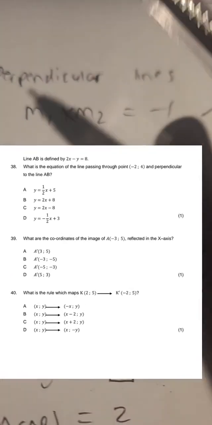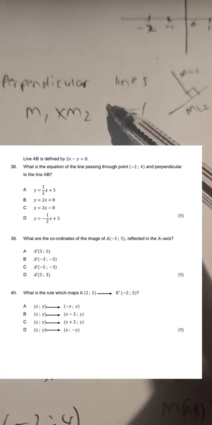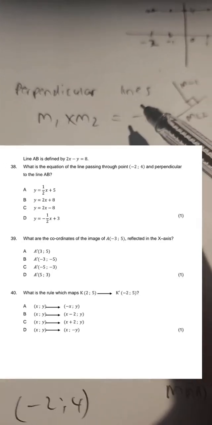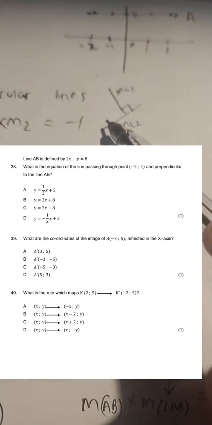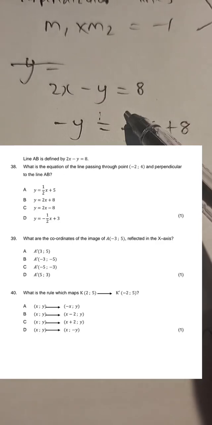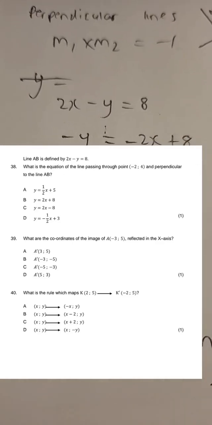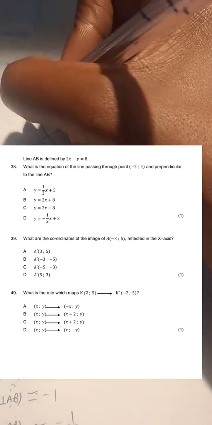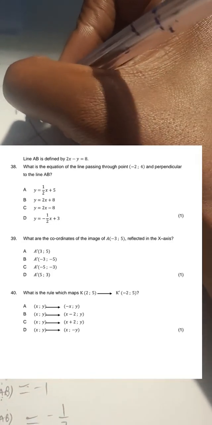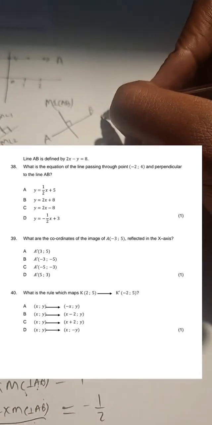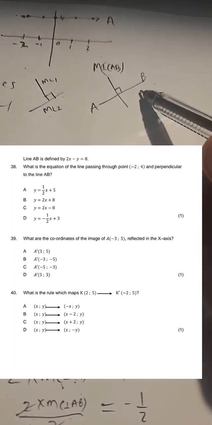The minute they say perpendicular lines, for your functions, I know that the product of the gradients of perpendicular lines should give me -1. So I'm going to grab the equation of the line that is given to me. I have the gradient of AB, and now I want the gradient of the line that is perpendicular to AB. First I need to figure out AB's gradient.